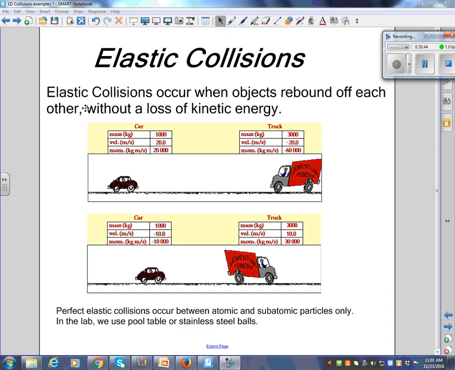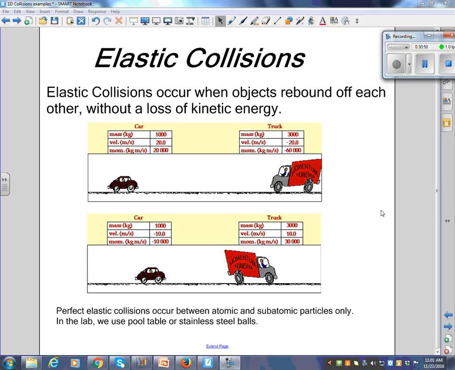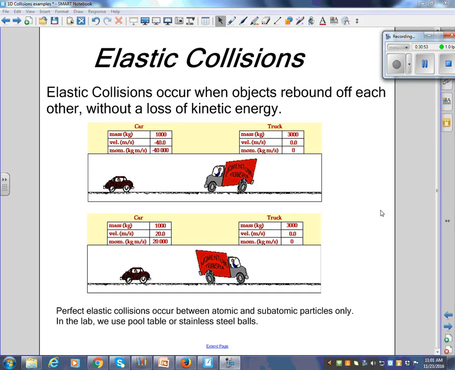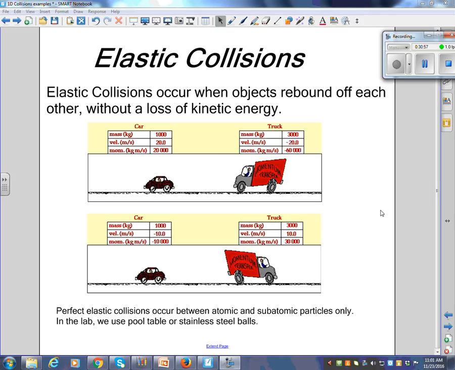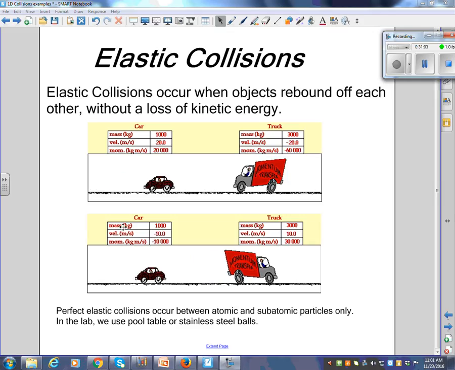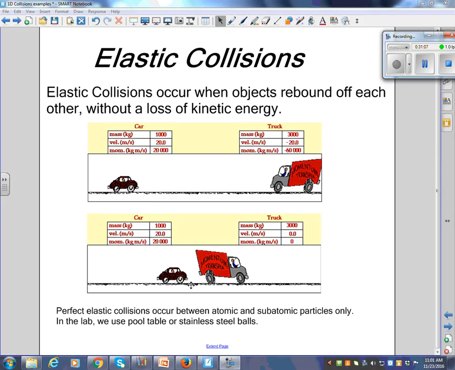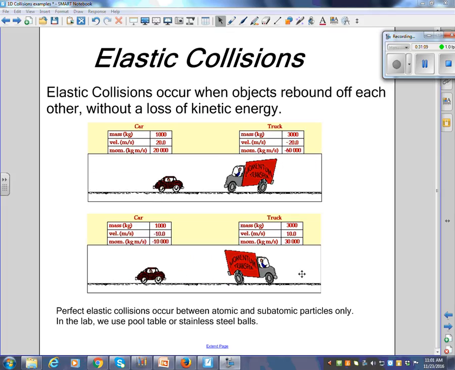Okay? Elastic collisions occur when objects rebound off each other without a loss of kinetic energy. And here's a little video that shows it there. Momentum transfer, a little joke. You can look at the numbers if you want and figure it out. But the big truck has a lot of momentum, and so all of that momentum is transferred to the little car, and it goes fast like that, right? When the little car runs into the big truck, he doesn't go very fast, right?